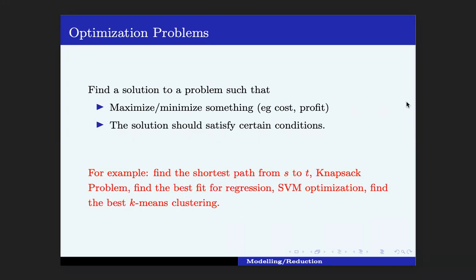Yeah, so there are some examples that we have already seen. The shortest path between S and T, the knapsack problem, finding the best regression, the best SVM optimization, the best k-means clustering. All of them are typical optimization problems where you optimize something.